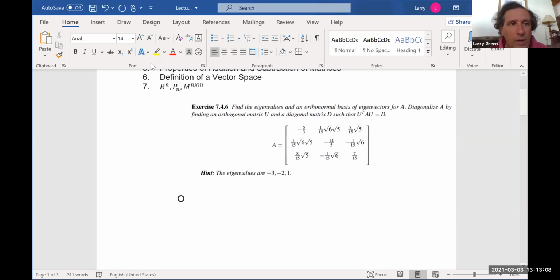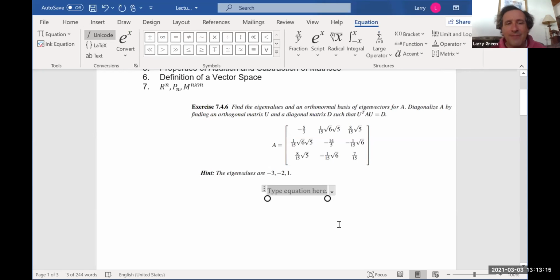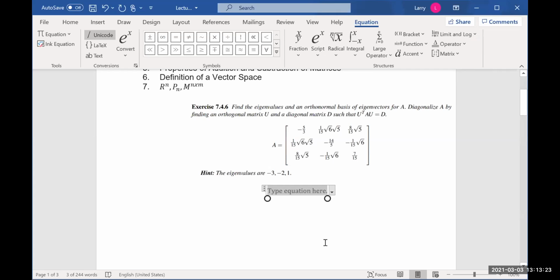Okay, so what I need to do is find the eigenvectors. How do I find the eigenvectors? What's the process? Hopefully y'all know by now. We've been doing this for a couple weeks now.